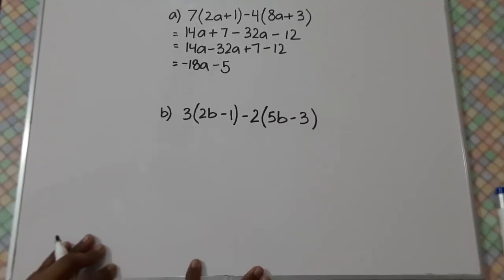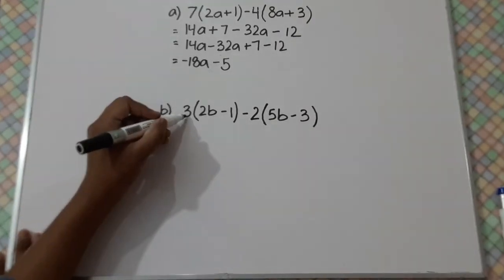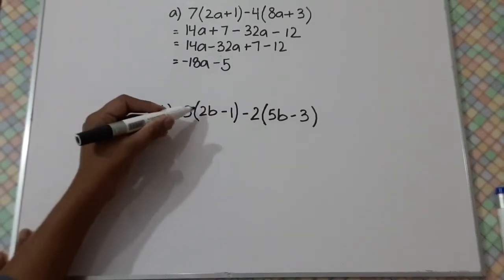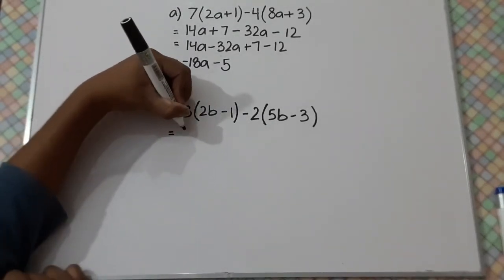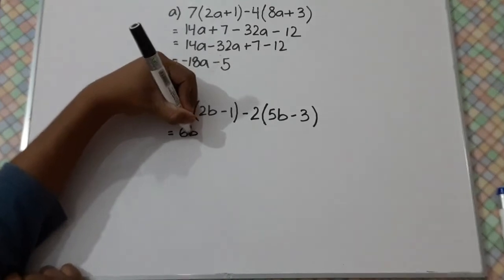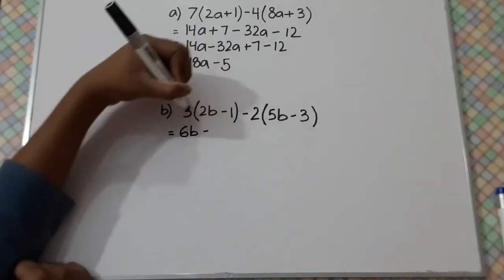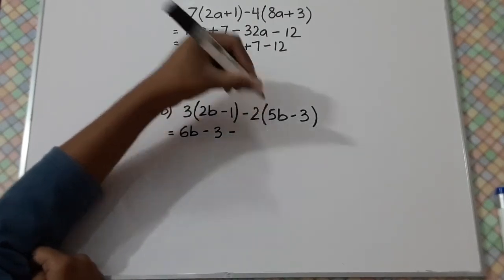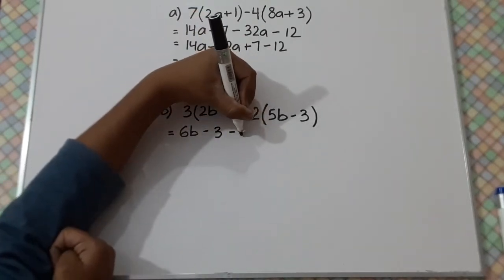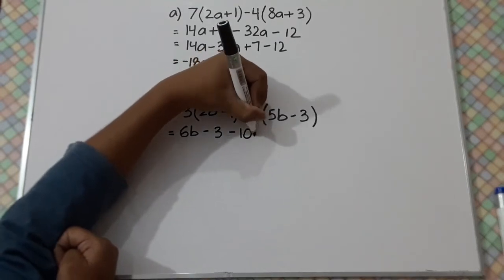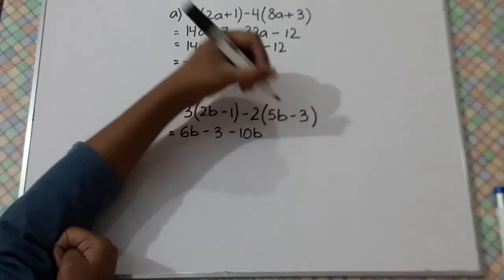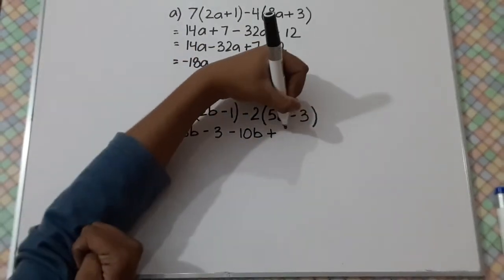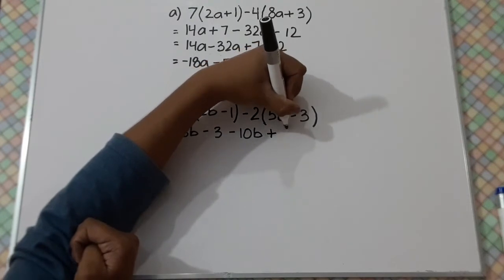Now let's move to part B. We are going to multiply this 3 with this bracket and 2 with this bracket. So 3 multiplied by 2b is 6b, minus 3 multiplied by 1 is 3. Minus 2 multiplied by 5b would be 10b. Now minus 2 multiplied by minus 3, the sign would be minus plus, and minus 2 multiplied by 3 would be 6.